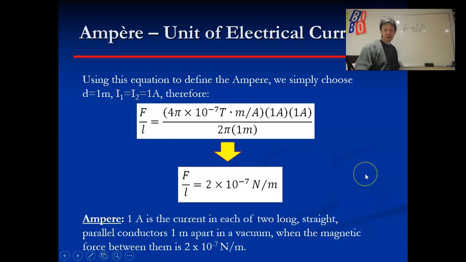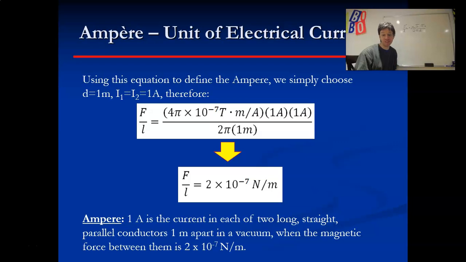All right, moving on, let's say we take this equation and we're going to substitute a current of exactly 1 amp into both wires and make the wires exactly 1 meter apart. If we do that, we get a force of 2 times 10 to the minus 7 newtons per meter. We can use this to come up with a new definition for current, where 1 amp is the current in each of two long straight parallel conductors 1 meter apart in a vacuum when the magnetic force between them is 2 times 10 to the minus 7 newtons per meter. So that is the proper definition of current.